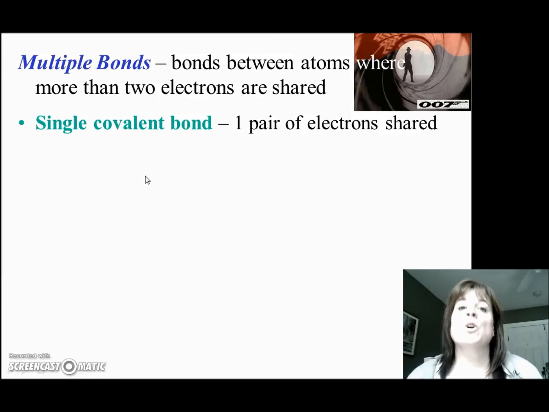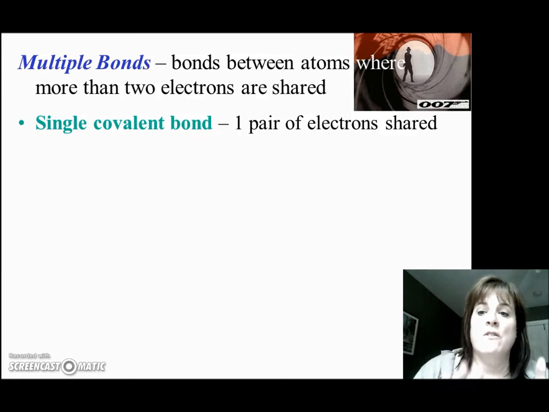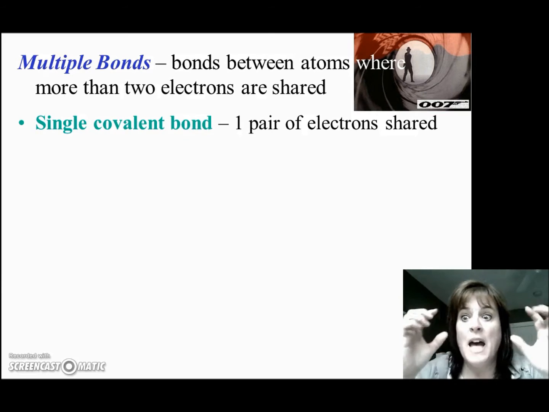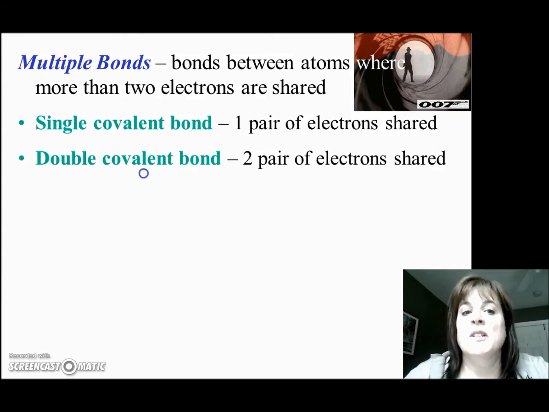Now, these have what are called single bonds. But sometimes we're going to have what's called a multiple bond. And a multiple bond is where we have more than 2 electrons being shared. So our single covalent bond is just a pair of electrons, right? Anytime we have a bonding pair, it's 2. But sometimes we'll have multiple bonds. And we could have a double bond. A double bond has 2 pairs of electrons.